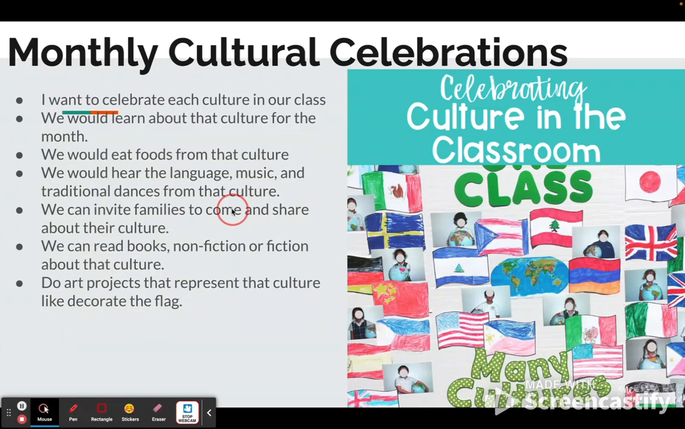Monthly cultural celebrations. This is another one that I love. So I want to celebrate each culture in our class. And the reason that this one's monthly is because there's less cultures in a class than there are students. I mean, I guess it's possible that every single student could be from a different country and culture, but typically it's not going to be that. So we can probably narrow that down. And like in my class right now, we have Arabic students, a Cantonese student, Chaldean, and then of course English speaking.